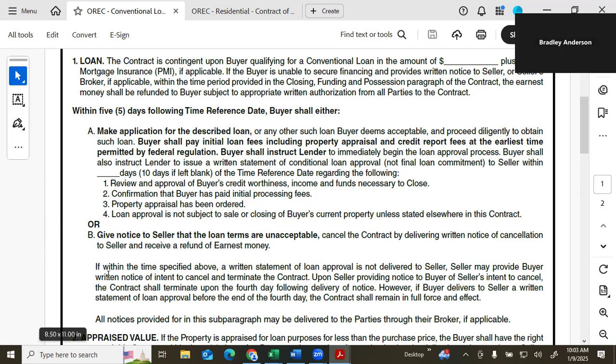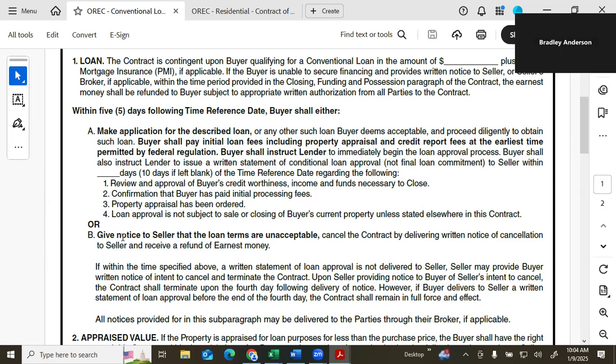Choice two is give notice to the seller that the loan terms aren't acceptable and cancel the contract by delivering written notice of cancellation to the seller and receive a refund of the earnest money. All right, so this B is done within 5 days. Okay, so within 5 days, the buyer shall either, and we reviewed A, or just say, I already know what the terms are. I can't get the interest rate that I need. I can't get the loan type that I need, so I'm out.